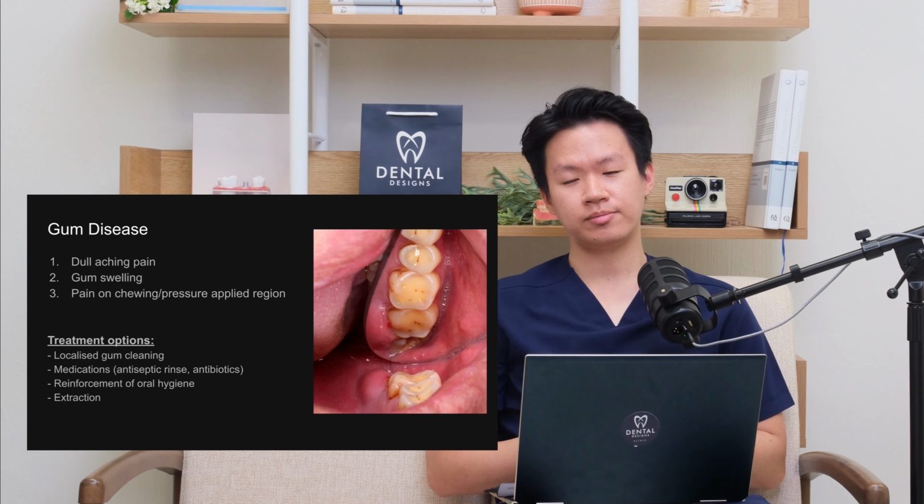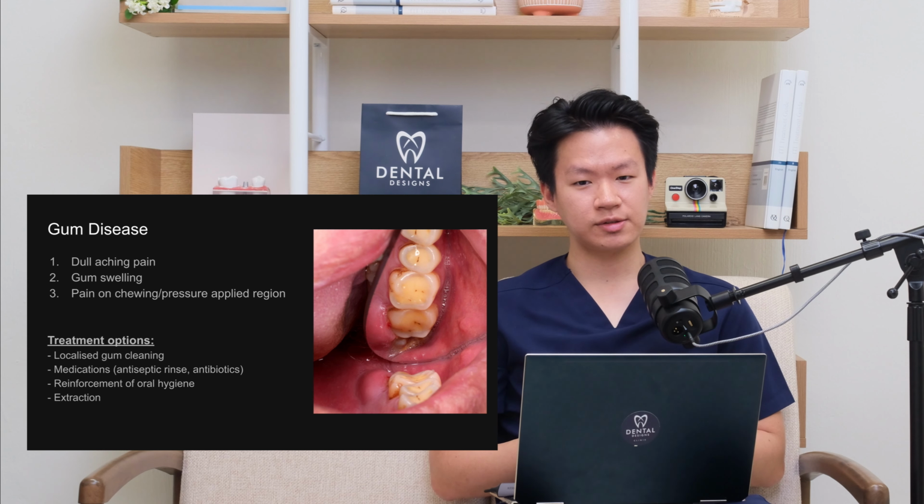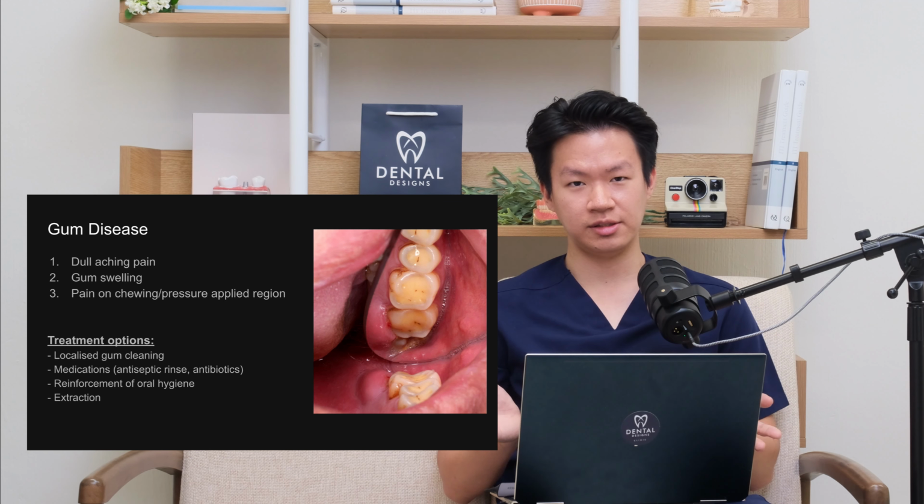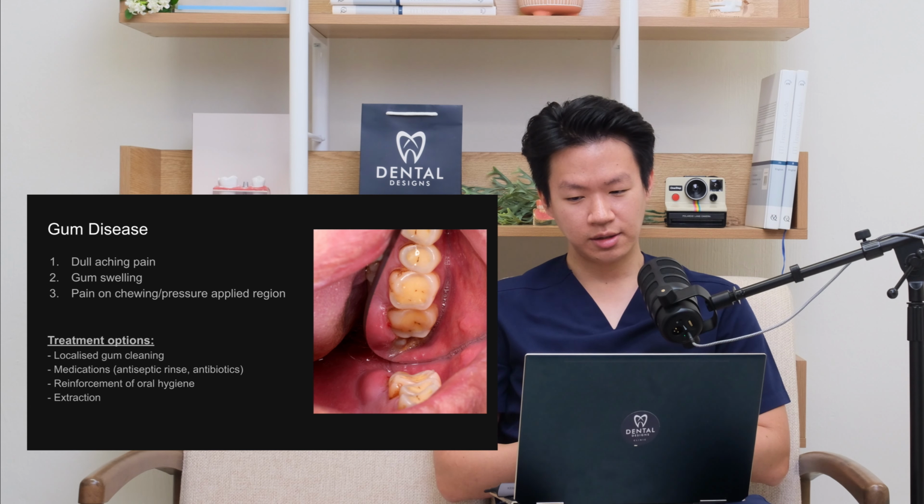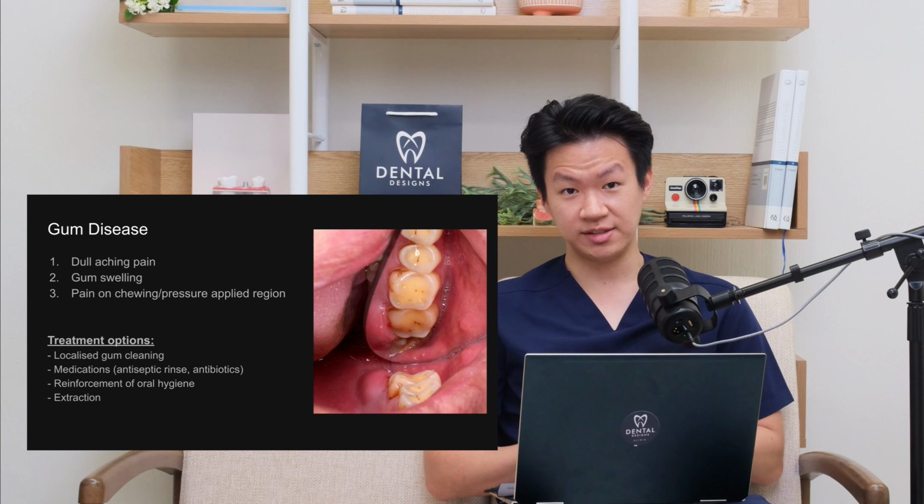Okay, so that's basically an overview of the possible causes of a toothache. So just to recap, firstly is tooth decay. Secondly is a cracked tooth, and thirdly, it can also be caused by gum disease.